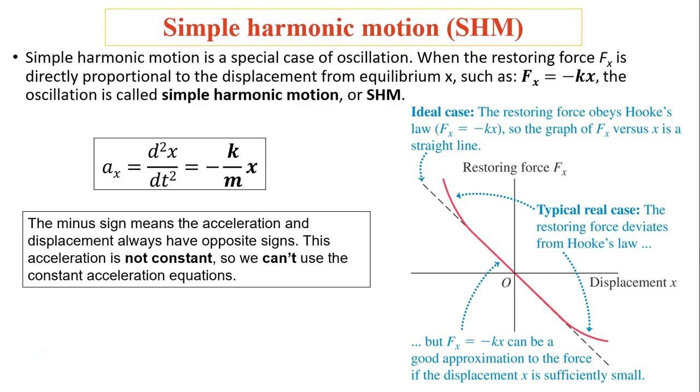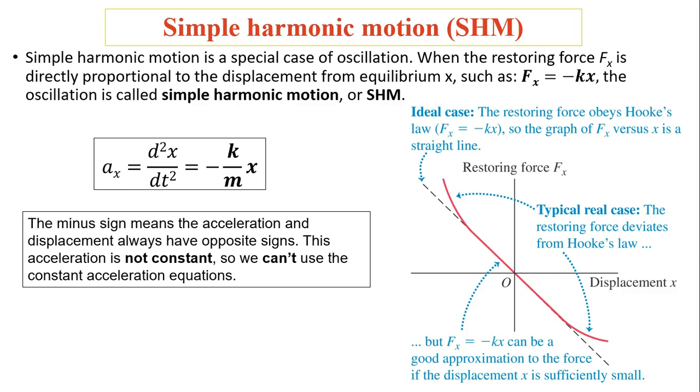For example, ax may be equal to negative 3.5x. Right away, you should know this motion is simple harmonic motion because it satisfies these conditions. ax is directly proportional to negative x. This negative sign means the acceleration and the displacement always have opposite sign. This acceleration is not constant, so we can't use the constant acceleration equations.